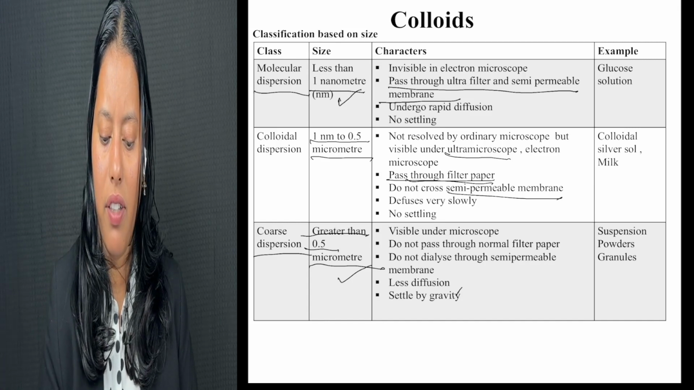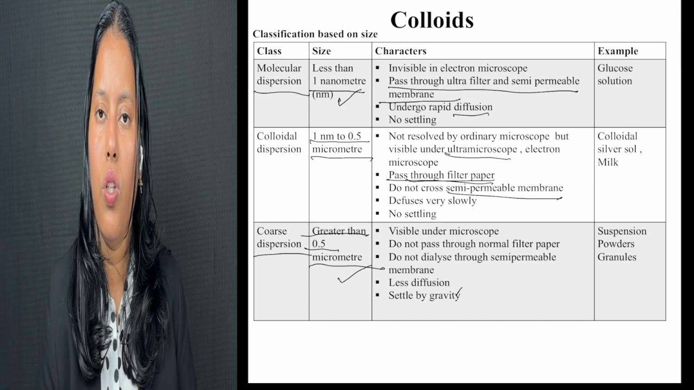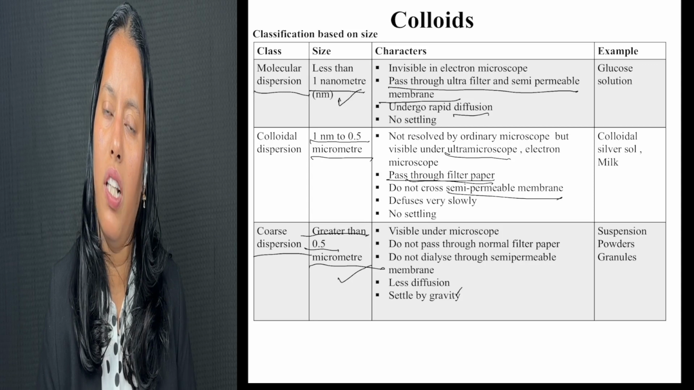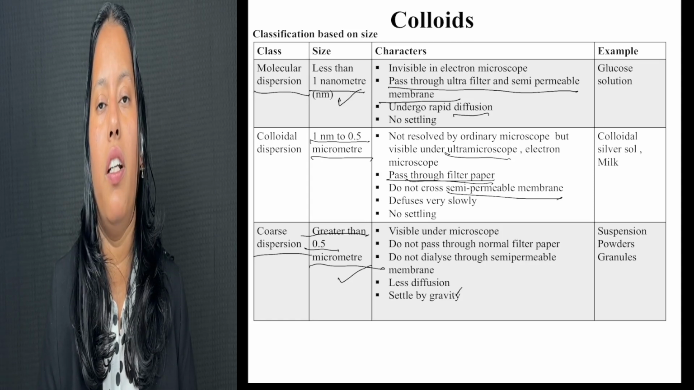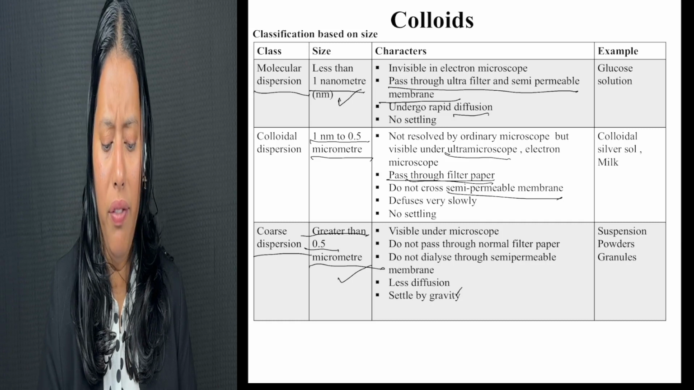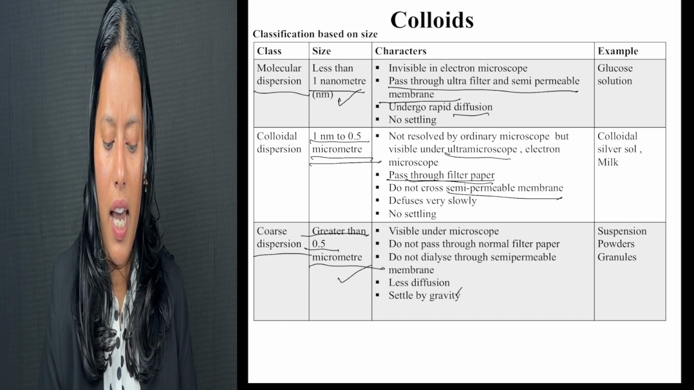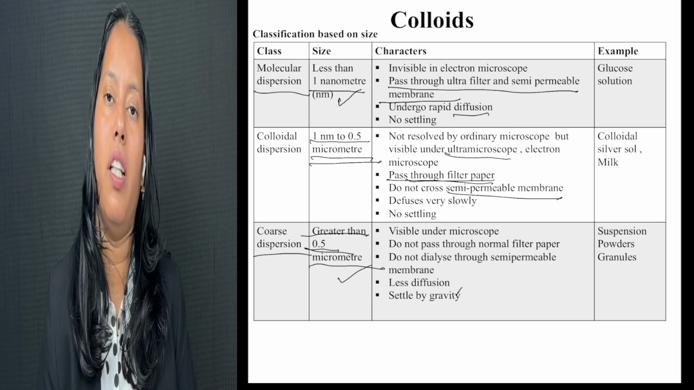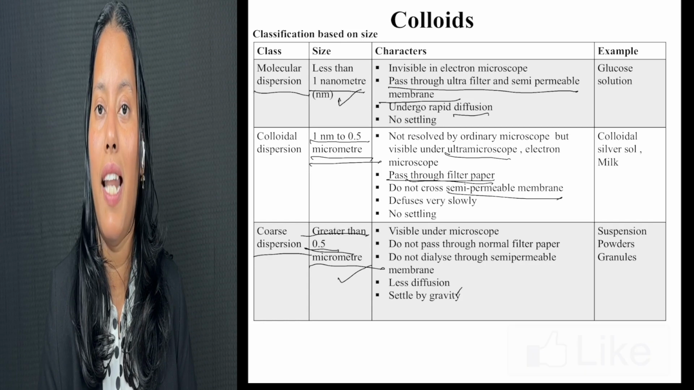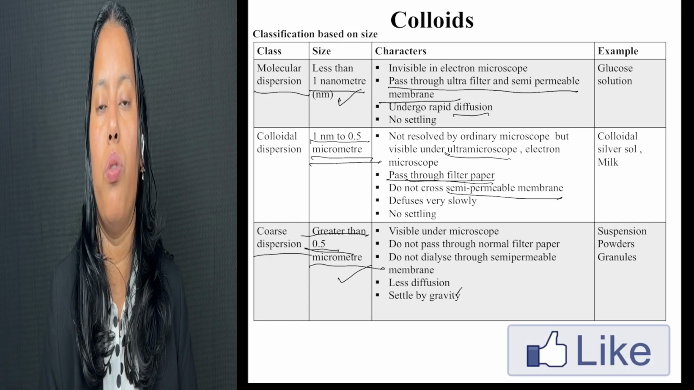Now next you have the diffusion. The solution particles are very small, they cross the permeable membrane and they undergo the rapid diffusion. If you see the colloidal particle and the coarse particle, because the size is greater, they may undergo diffusion, but the rate of diffusion is less as compared to your solution.